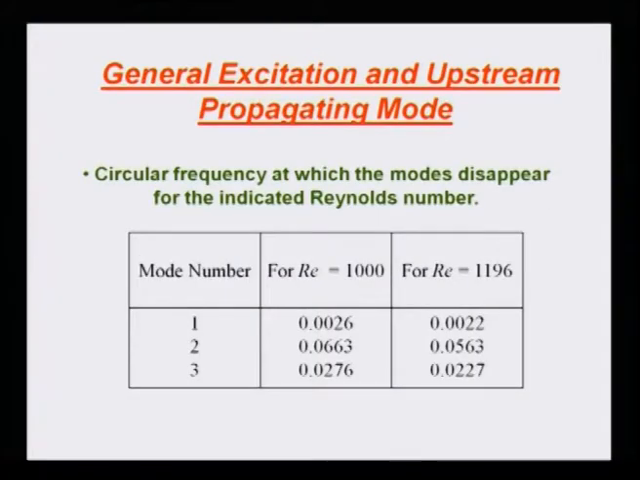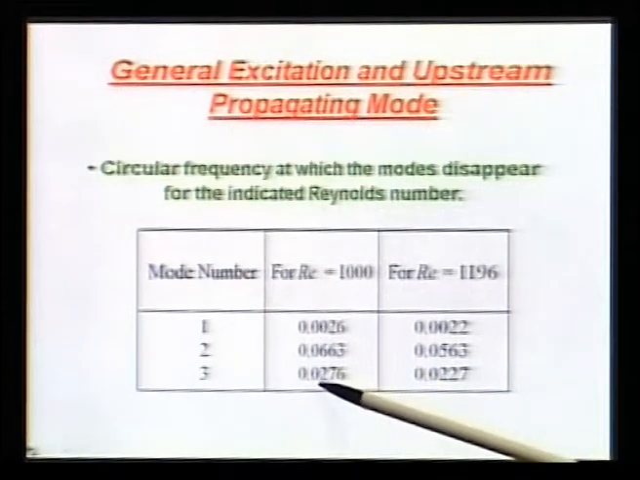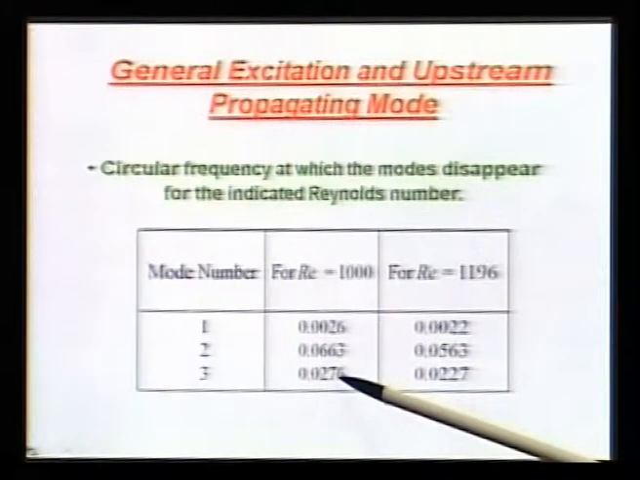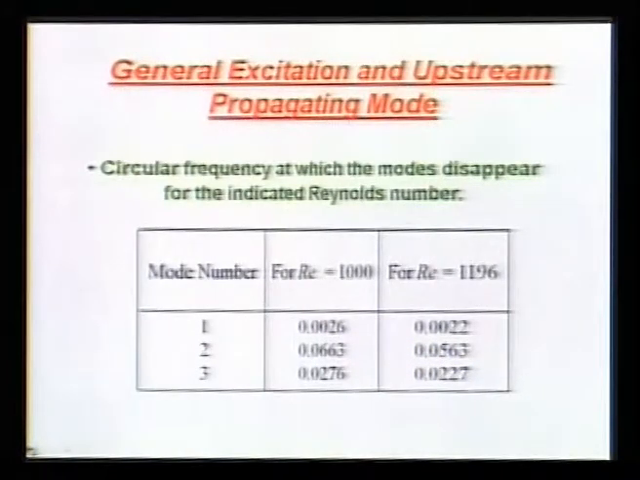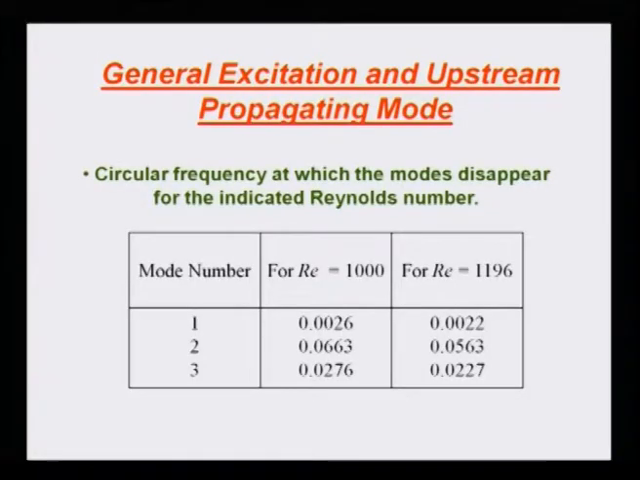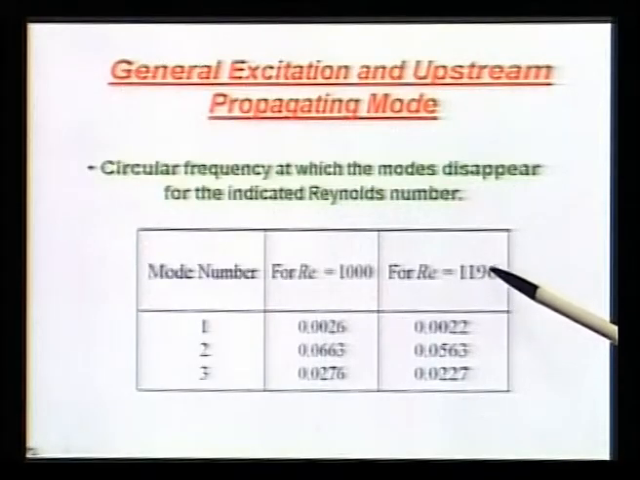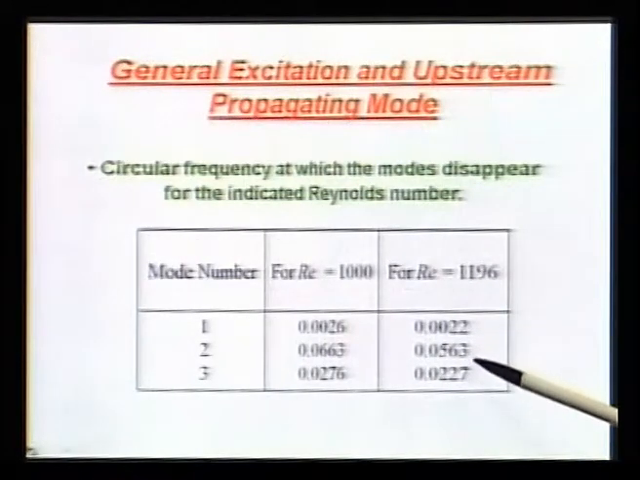What are these frequencies where, progressively, one by one, the modes disappear? The second mode disappeared at 0.06, the third mode disappeared at 0.027, and the first mode disappeared at 0.0026. Believe me, this is the kind of value below which Taylor did his experiments. And when we did those calculations corresponding to Gaster's result for 1196, we found those values.